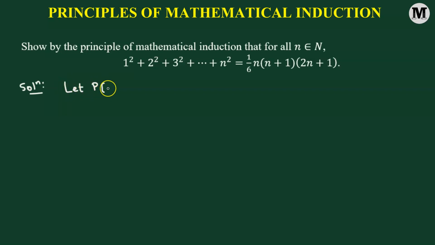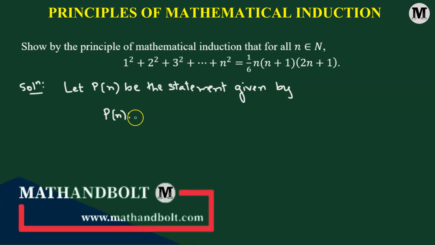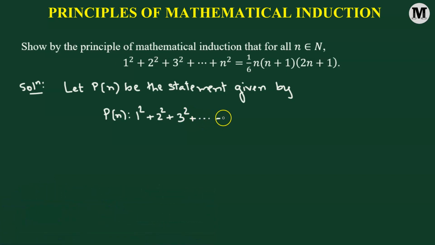Let P of n be the statement such that we have 1 squared added to 2 squared added to 3 squared, all the way up to n squared. This is given by 1 over 6 multiplied by n times n plus 1 multiplied by 2n plus 1. So we are considering this to be the mathematical statement. Now we need to show that this statement is true for all values of n belonging to the set of natural numbers. Meaning, if we consider any natural number, this statement must be true.